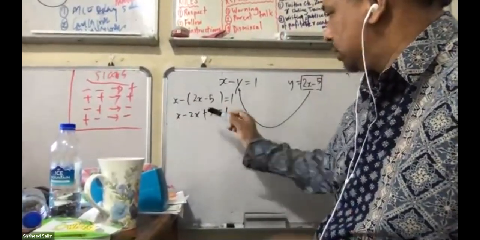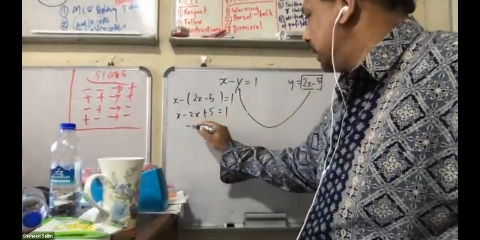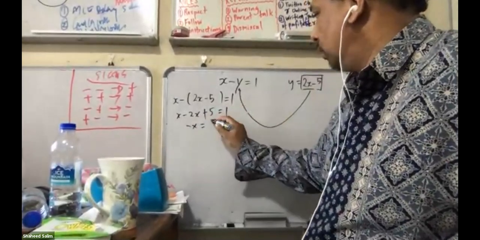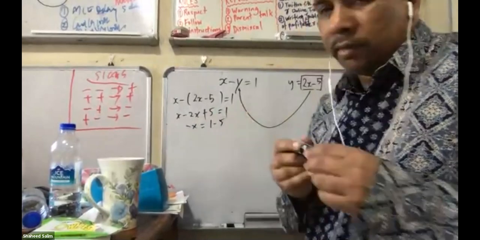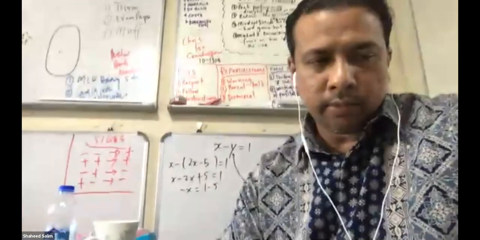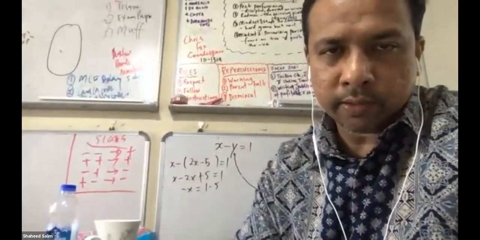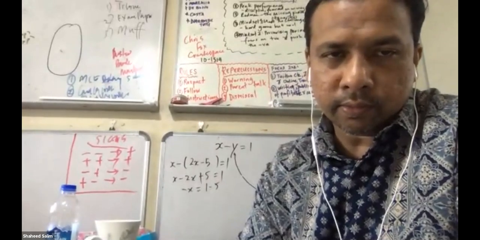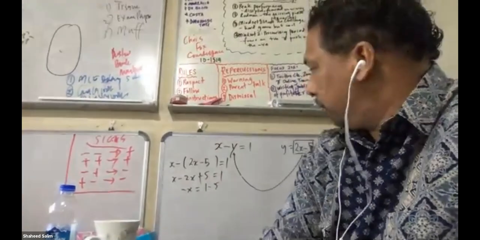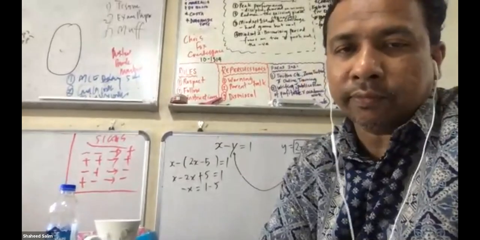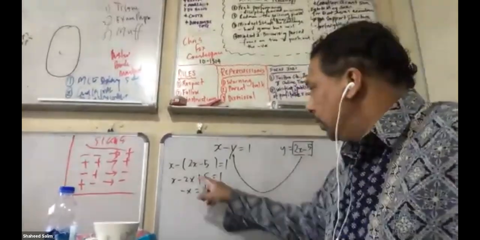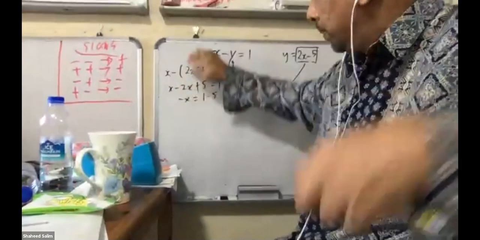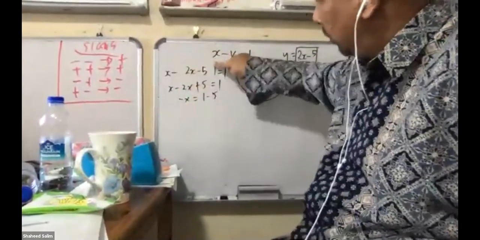Then minus becomes plus. So down here it becomes minus x equals to 1 minus 5. Let's see whether you did it right here. So you got minus 5, but it becomes a plus 5. You got to be careful now here. You cannot just remove the bracket like that.